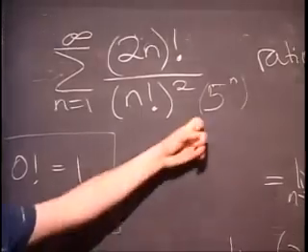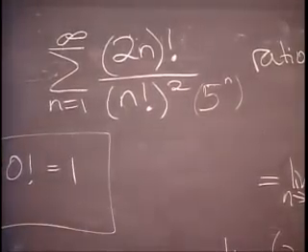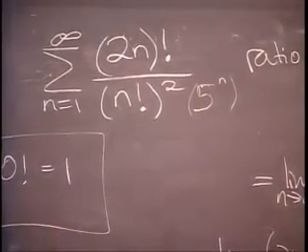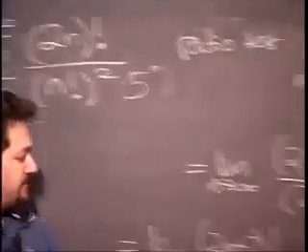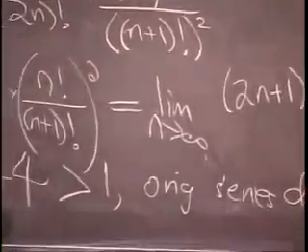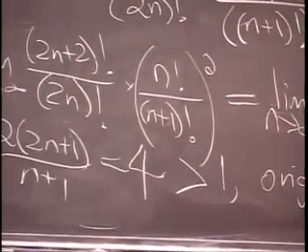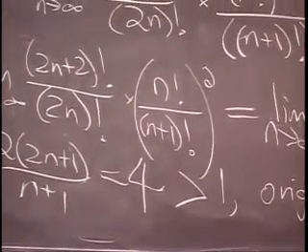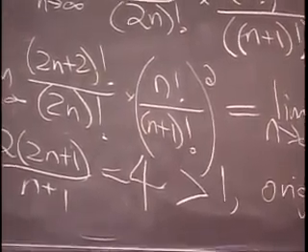On the other hand, if you only put 3 to the n, still not good enough. If you put 4 to the n, the ratio test will fail because this limit will not be 4, it'll be 4 over 4, and you'll end up with 1. Anyway, so that's more things to try.